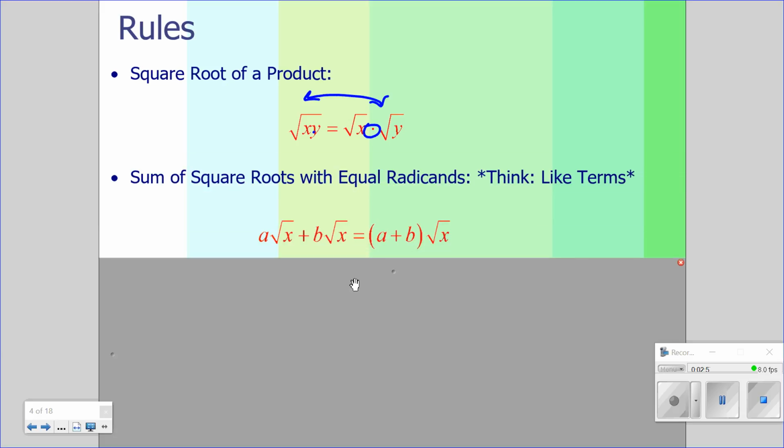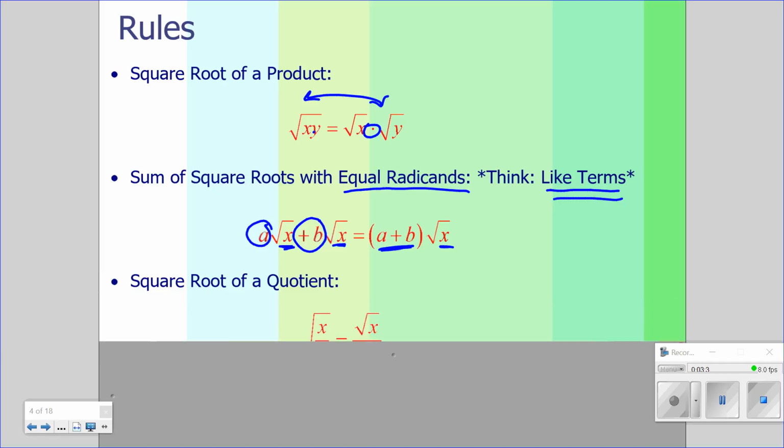The next rule is the sum of square roots with equal radicands. And like I said just a minute ago, this is similar to, in my mind, combining like terms, where if you notice that these are, in a sense, like terms, meaning that what's in the radicand is exactly the same, then you will be able to combine whatever coefficients those radicands have and add or subtract those together on the outside and just write that common radicand value once. So we'll look at that today.